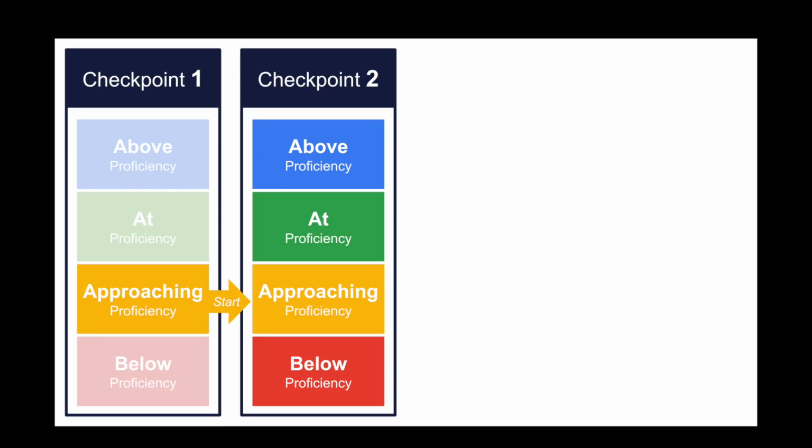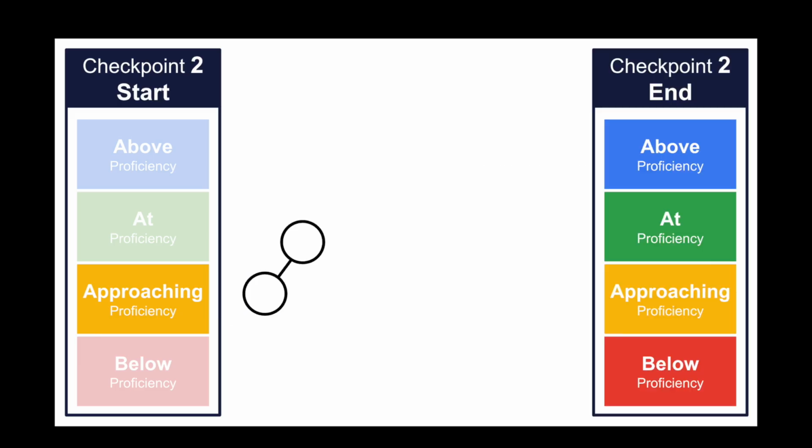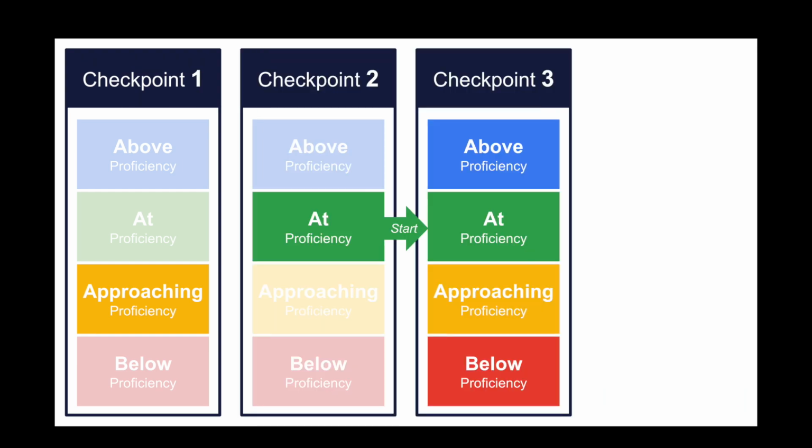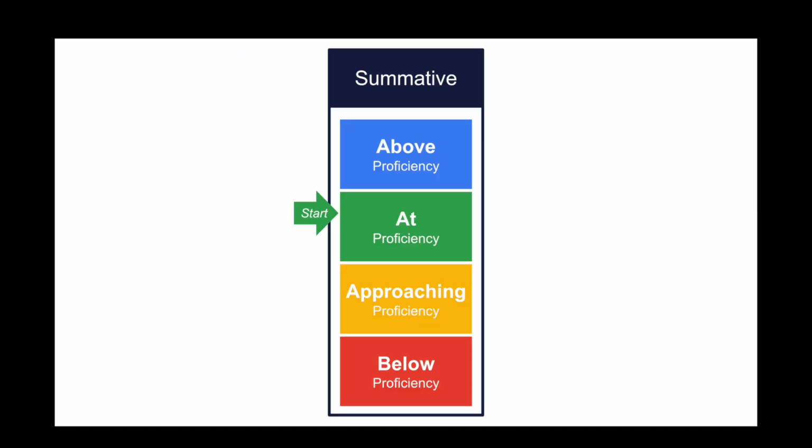For checkpoint 2 and subsequent tests, the system uses the student's most recent score to set the initial difficulty. For instance, if a student scored approaching proficiency on checkpoint 1, they would start checkpoint 2 on items that are at an approaching proficiency level according to the performance level descriptors. The test will again adapt quickly based on their responses, and this process continues all the way through to the summative assessment.